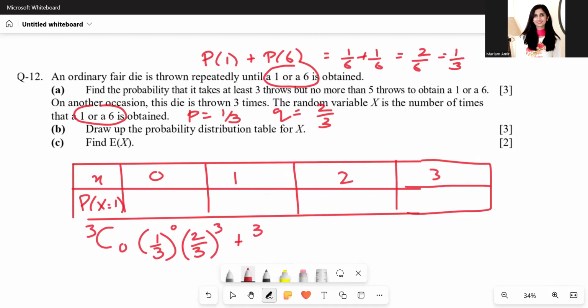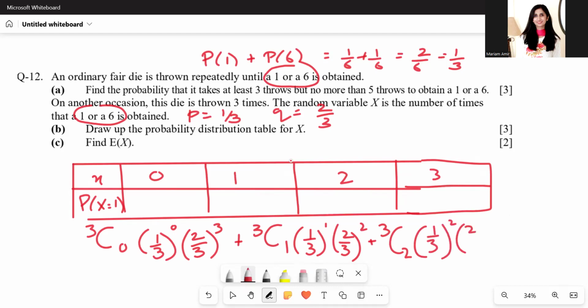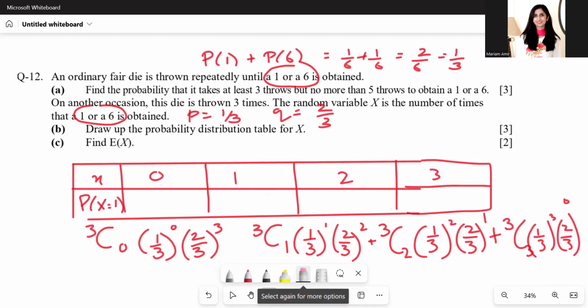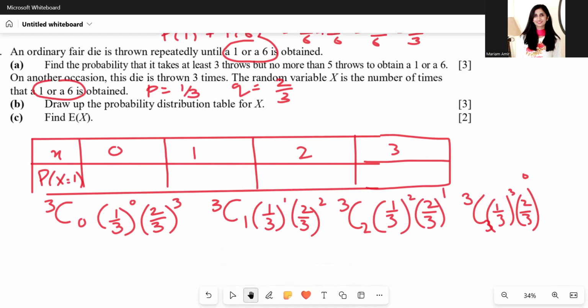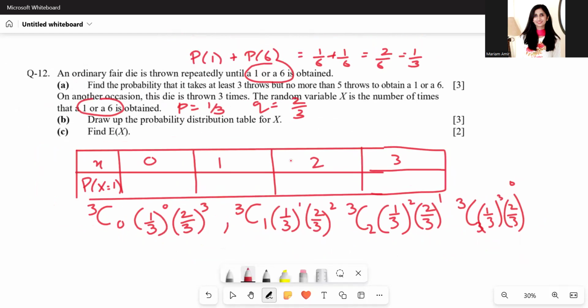Plus, out of the 3 times, there's only one success. So probability of success, power 1, probability of failure, power 2. Then out of the 3 times, success happens twice. Probability of success is 1 by 3, power 2. Probability of failure is 2 by 3, power 3 minus 2, 1. And out of the 3 attempts, success happens all 3 times. So 1 by 3, power 3, and then 2 by 3, power 0. Okay, we need to find all these individual probabilities. That's for 0, that's for 1, that's for 2, and that's for 3. We're not supposed to add them. That was a mistake, writing plus sign in between.